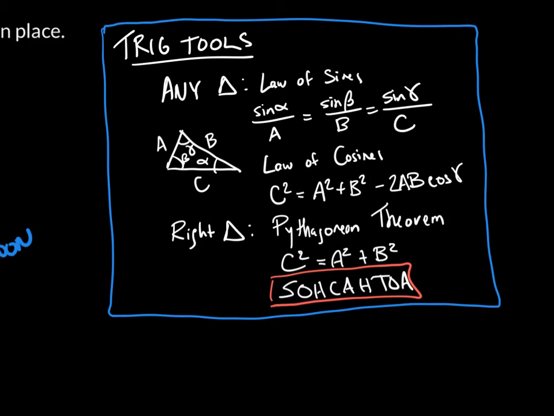Conversely, we have the right triangle, which has one right angle, and this is C. Either of the other sides can be A or B, where this is angle alpha and this is angle beta. With SOHCAHTOA, which I've circled in red, I think of it as the most important thing in all of trig. It is, because it's the basis from which trig comes.